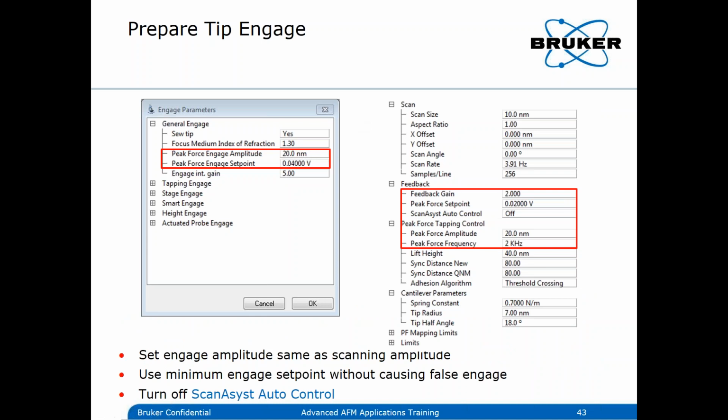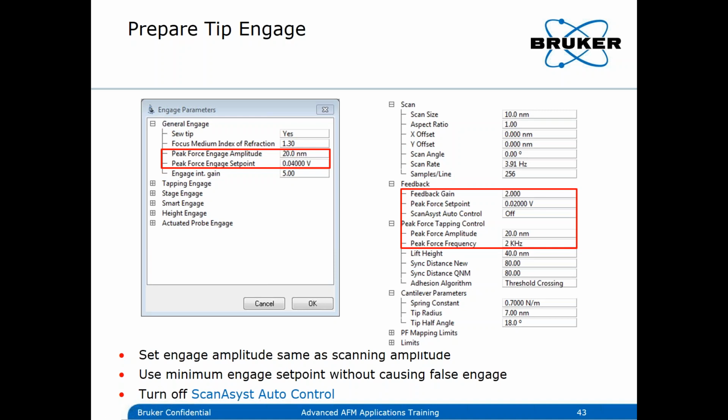You would prepare the engage with a very low peak force set point and also very low amplitude. These are the engage parameters from the microscope engage. In addition to that, the set point should also be set to manual. Here, your auto control should be off. Your gain should be at 2 at the beginning and 0.02 volts for the set point. You can start with a high peak force frequency and then reduce it later. You should set the engage amplitude to the same value as the scanning amplitude, and use the minimum engage set point without causing a false engage.